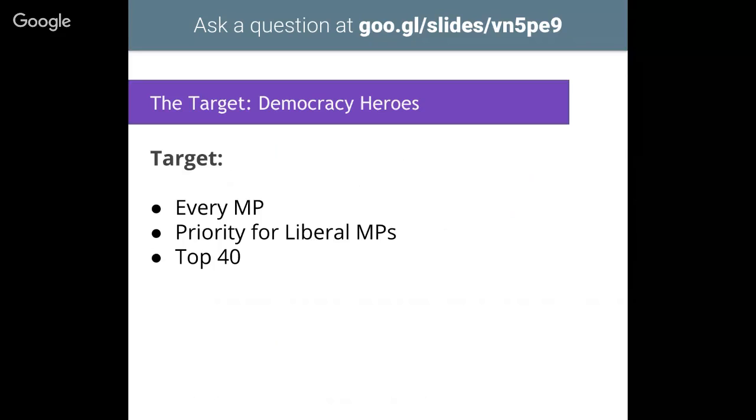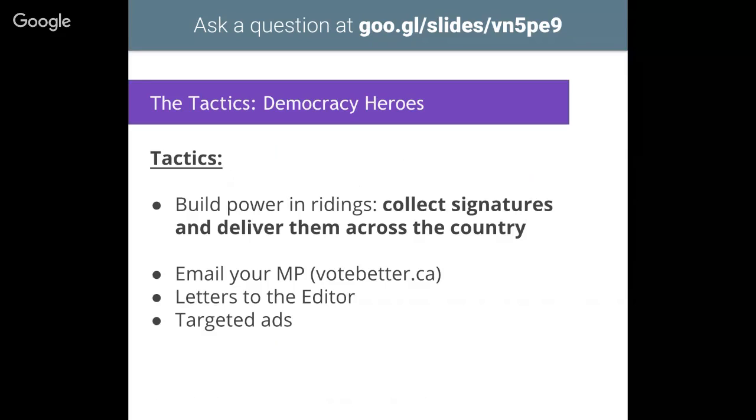These top 40 are MPs that have either supported electoral reform in the past, or they're in a vulnerable riding where they won by a very small margin, or they're in a riding where we have a lot of Leadnow supporters already living. So this is how we're choosing the top 40, and we'll be able to share those with you so that you can make strategic choices about where you want to put your efforts. We want to build power in these ridings, and the way we're going to do that is by collecting signatures of fellow constituents who want our MPs to be democracy heroes. Then we're going to deliver these signatures to the MP right before the vote in May.